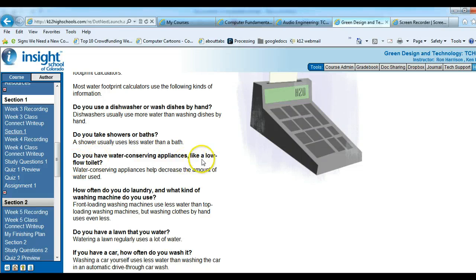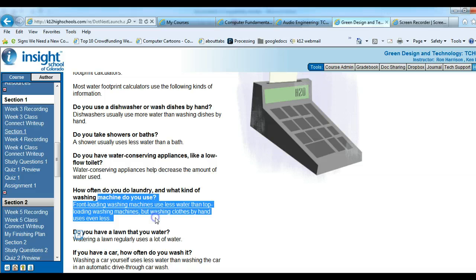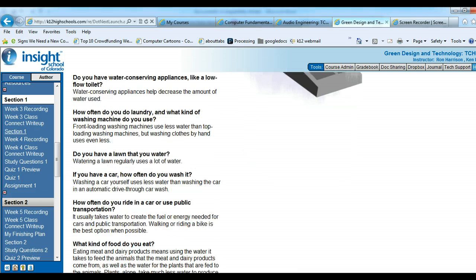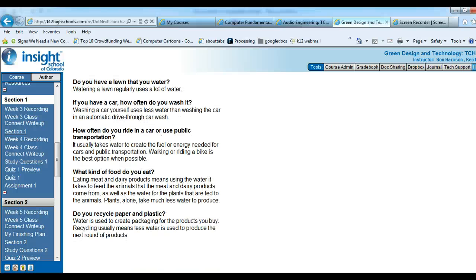Toilets. Do you have a low flow toilet, or do you have the standard old-fashioned toilet that might use 3 gallons of water? How often do you do laundry? What type of machine do you use? How often do you water? Do you wash your car? All these types of things. So look at all of this.